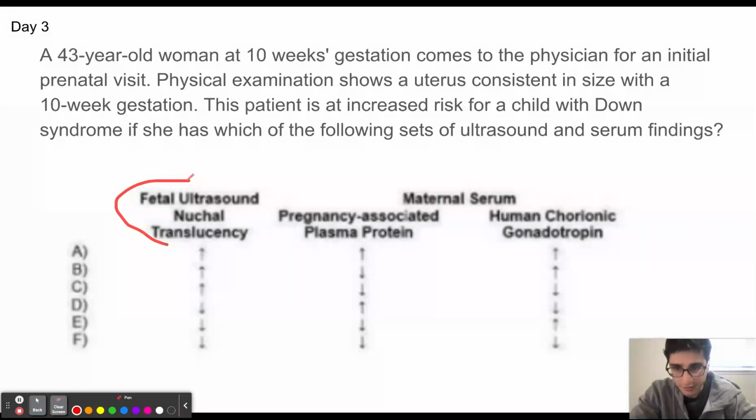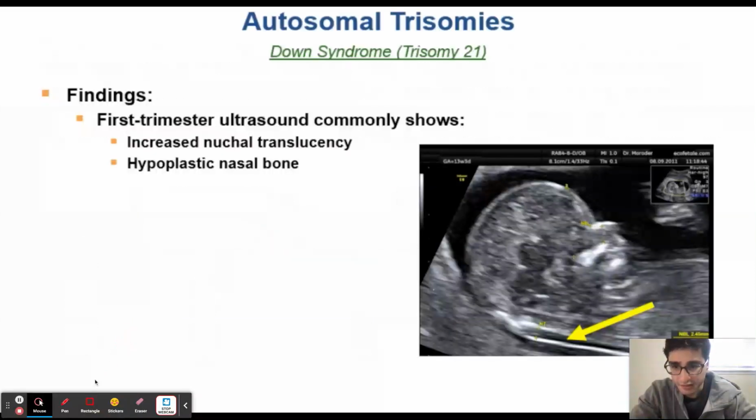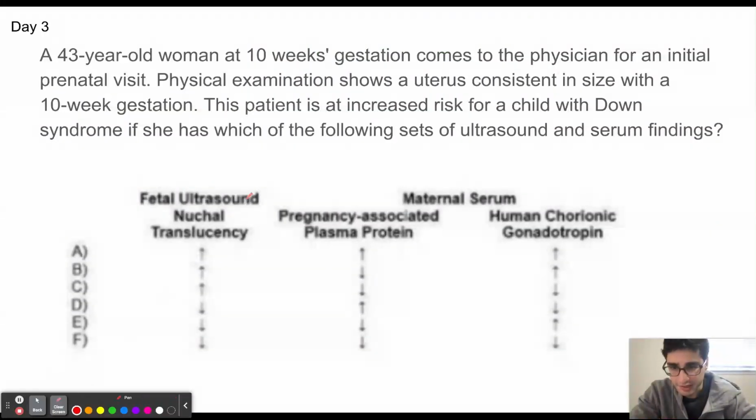The first thing we see is the fetal ultrasound nuchal translucency. This is going to be increased with Down syndrome. This test is going to measure the tissue that is going to be behind the unborn baby's neck. And so the increase in size is going to be an indicator for an autosomal disorder like Down syndrome. So that is going to be increased with Down syndrome. As a result, we can cross out answer choices D, E, and F.